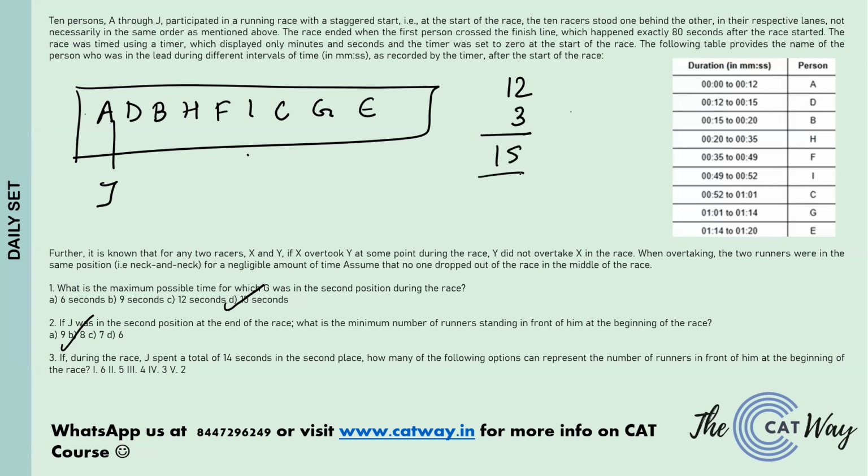So if J was standing second, the maximum amount of time he could have spent in the second position is 15 seconds. So when he is standing second, the maximum amount of time he can spend is 15 seconds.